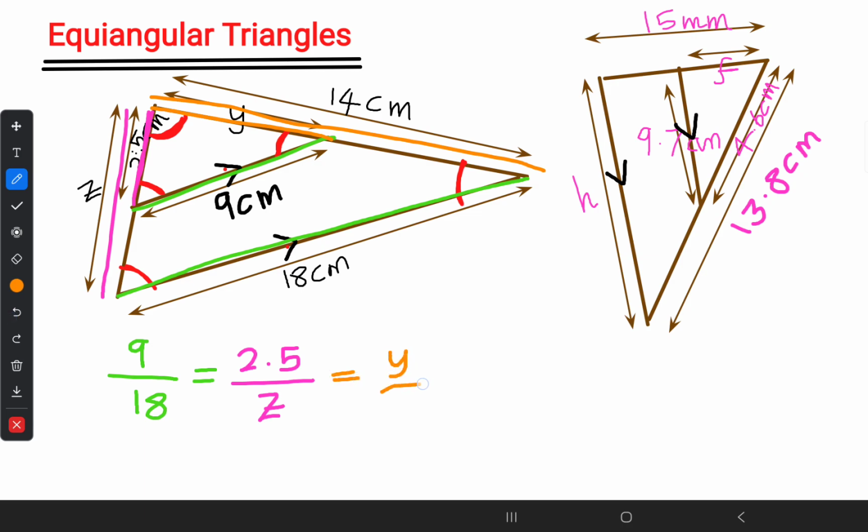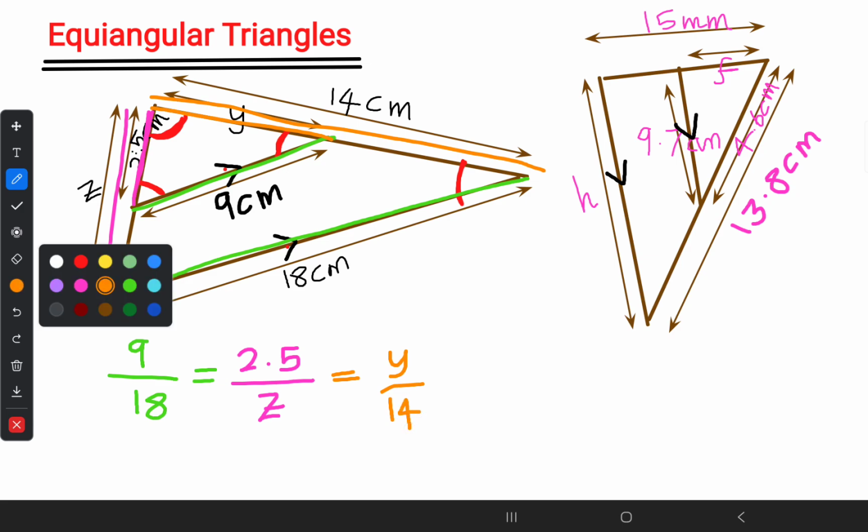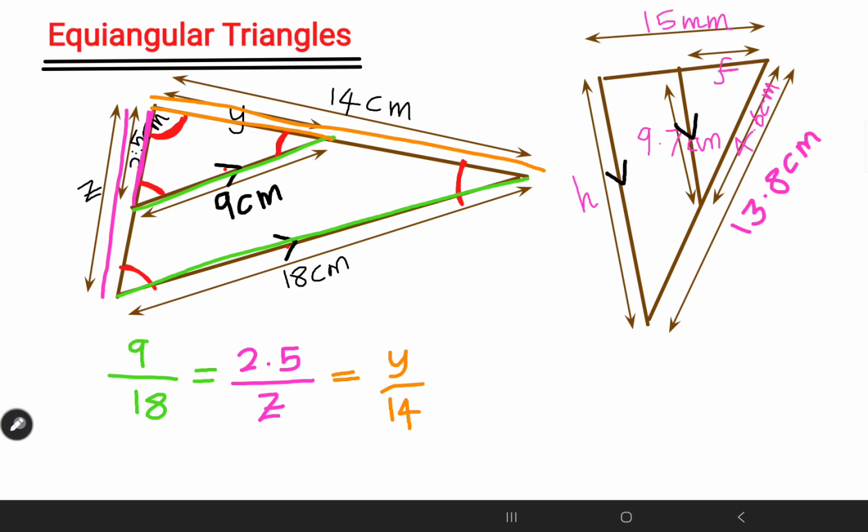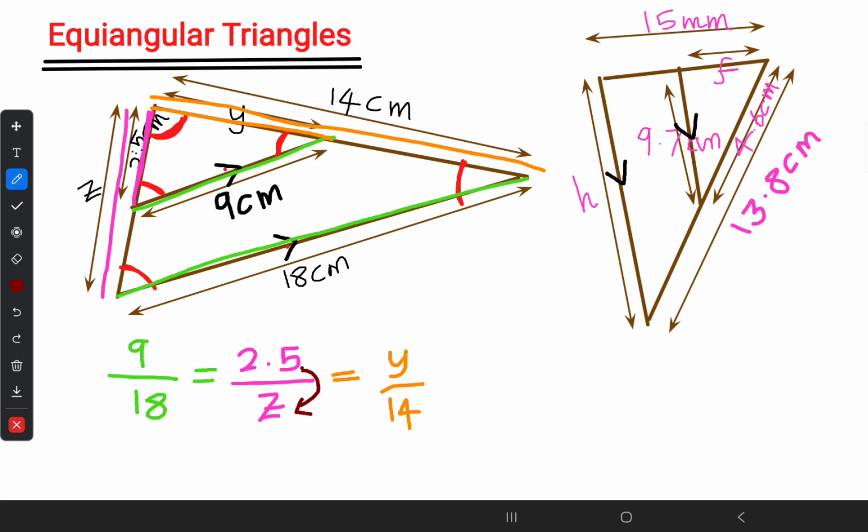You can use any two equations to solve for z. So when you use these two fractions to solve for z, you can get z as 5 centimeter. Because what is the relationship between them? 9 became 18. So likewise here, if the ratios are the same, 2.5 will become double of it. Z would be 5 centimeters. Here also, the larger length is 14, so the smaller length would be half of it. Y is equal to 7 centimeter.